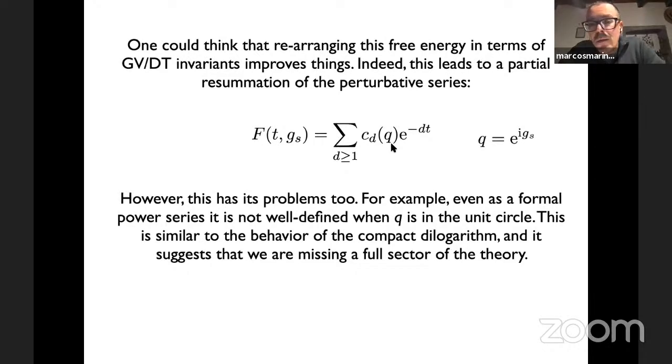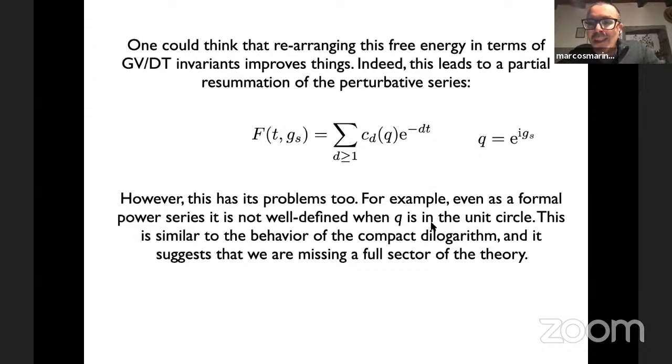One problem which I found very interesting is that even as a formal power series, this expression is not well defined when q is in the unit circle. So if g_s is real, so q is a phase, these coefficients are divergent, are not well defined due to the genus zero contribution to the Gopakumar-Vafa invariants or to the Donaldson-Thomas invariants. And the fact that this series has actually, you know, the coefficients C_d as d grows have more and more singularities. So the number of singularities grows as d grows. So this is really a very ill-defined function.